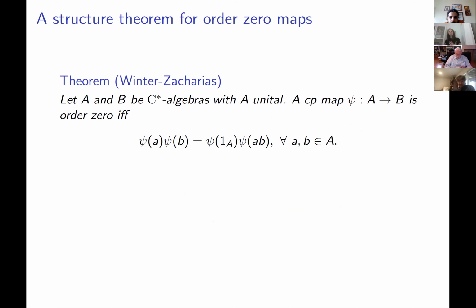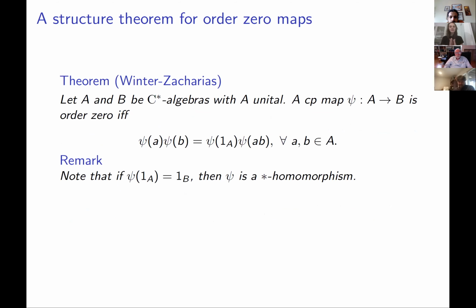Okay, so an upshot from Winter and Zacharias' theorem is that if I've got two C-star algebras and I have the domain C-star algebra unital, then a CP map between the C-star algebras is order 0 if and only if it's almost multiplicative, except I have to pay the penalty of multiplying by the image of the unit. Now, notice what this says is that if I have a CP order 0 map that is actually unit preserving, it's automatically a star homomorphism. So by and large, we're assuming that these maps are not unital, otherwise my statements will get trivialized.